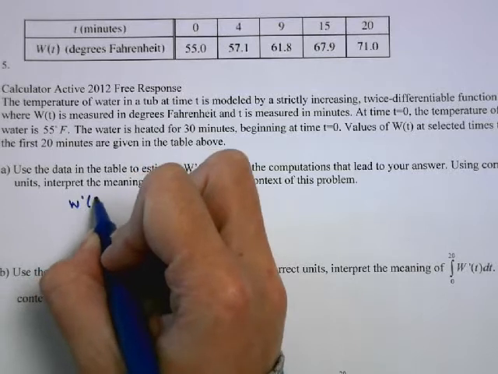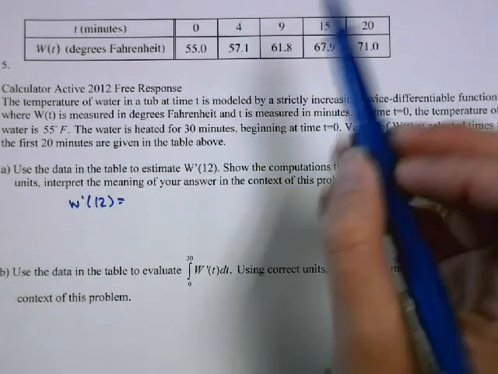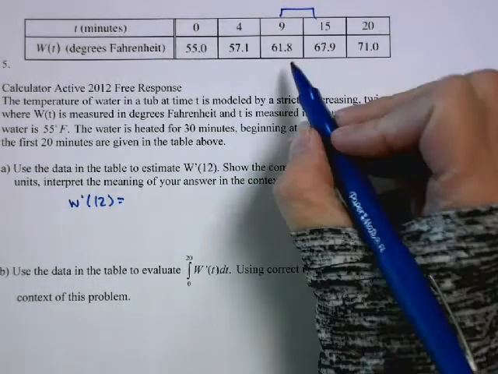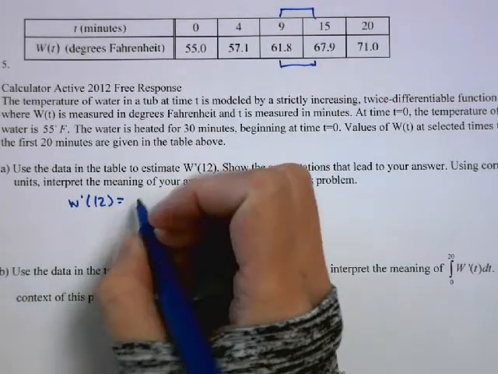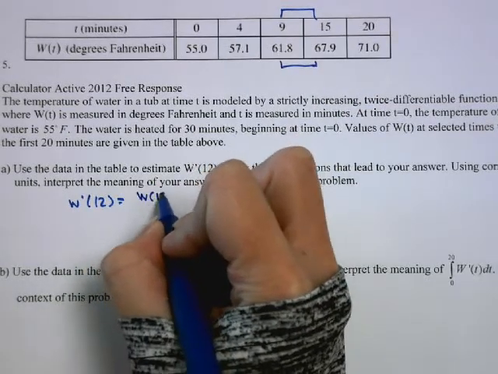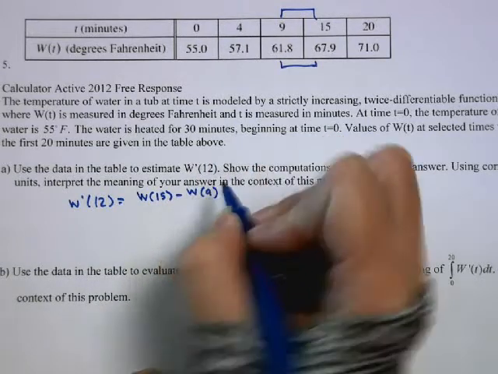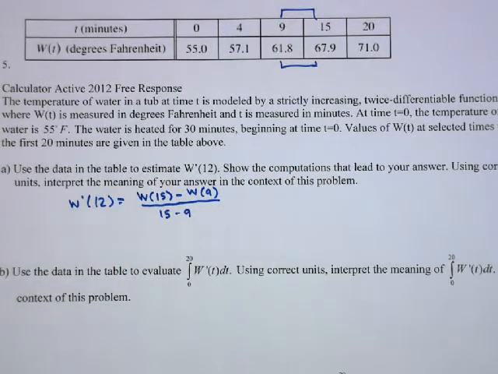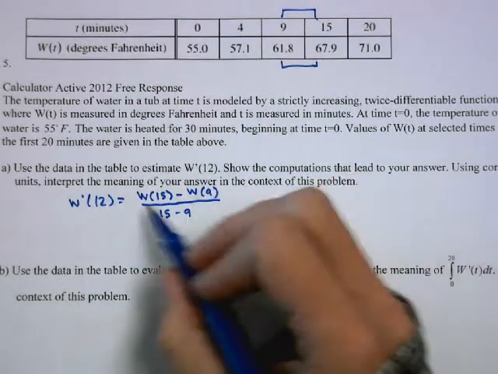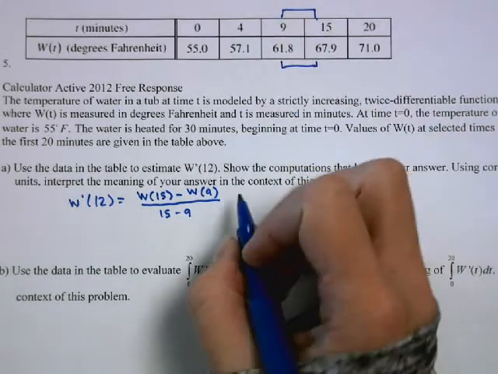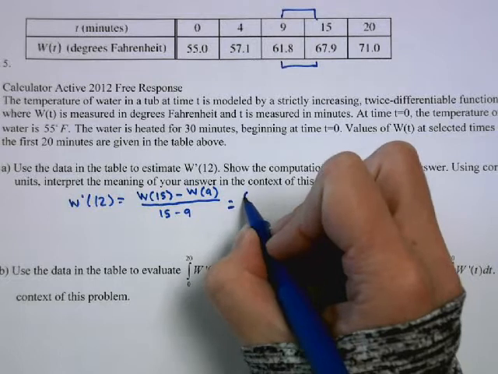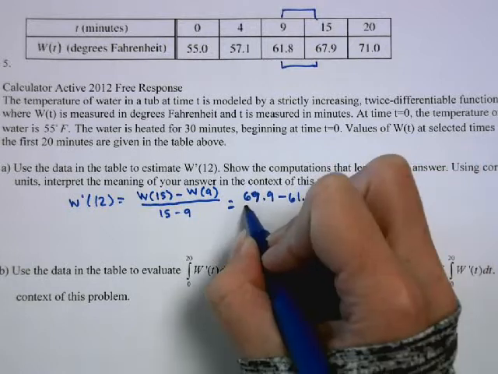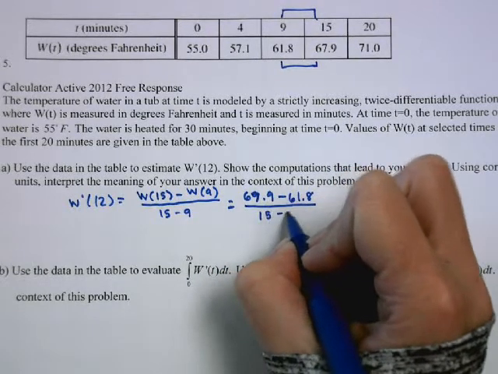All right, so w prime of 12, since we don't have an equation, we're going to use this and that. Okay, so we're going to have w of 15 minus w of 9 over 15 minus 9. So the derivative is always just slope. We're approximating the slope at 12 using these points that are close. So this is going to be 67.9 minus 61.8 over 15 minus 9.